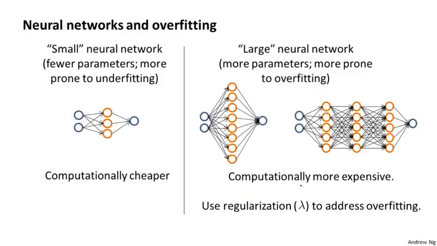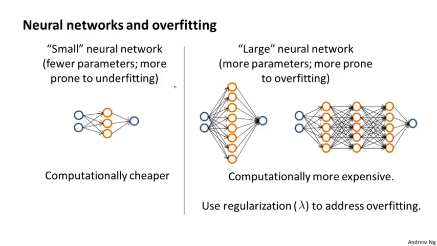And here I just want to give some practical advice for how I usually choose the architecture or the connectivity pattern of the neural networks I use. So if you're fitting a neural network, one option would be to fit a pretty small neural network with relatively few hidden units, maybe just one hidden unit.